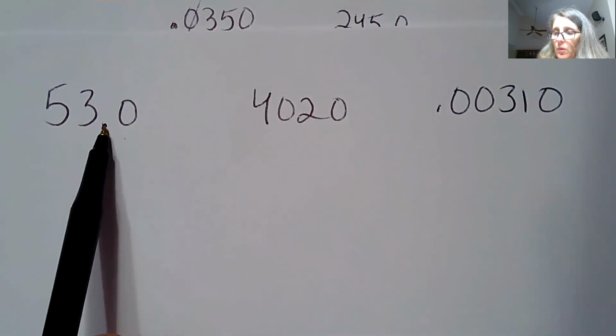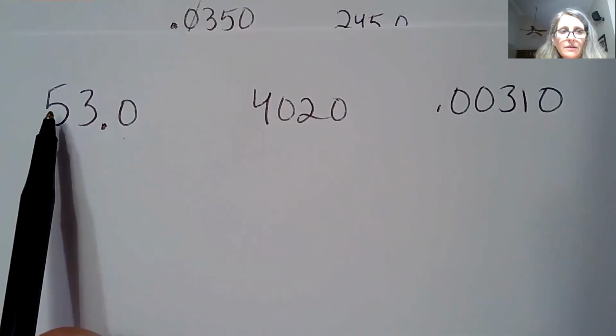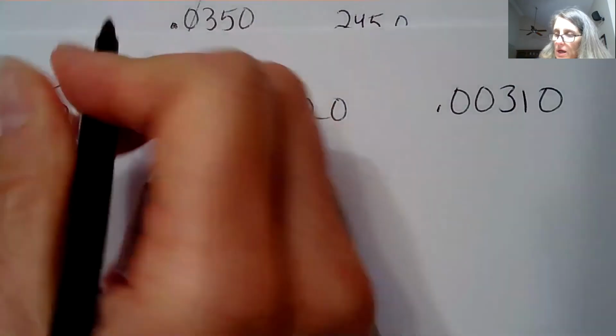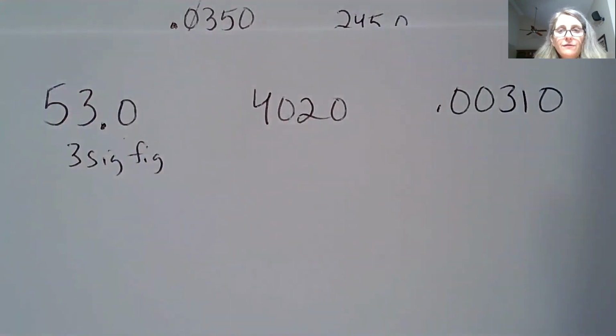So decimal point present, Pacific side. I start on the left. First non-zero number until I'm done. So 53.0 is 3 significant digits. 3 significant figures. Same verbiage. I know it's 2 different words, but it means the same thing.